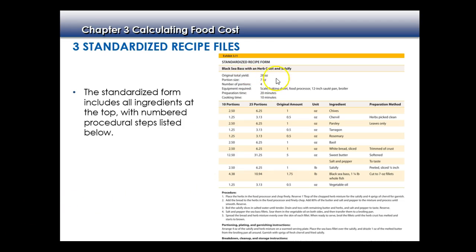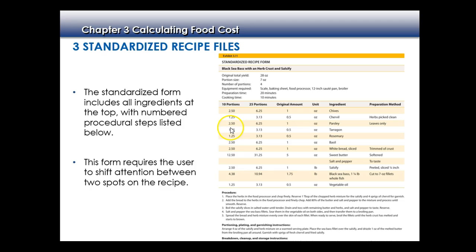And also up here, I want you guys to pay attention to this: how much it yields, how much it makes. So it's going to be a total of 28 ounces, which is going to be 7-ounce portion size, which gives you 4 portions. Here's all the equipment needed, prep time, cooking time, and then here's all the steps below.